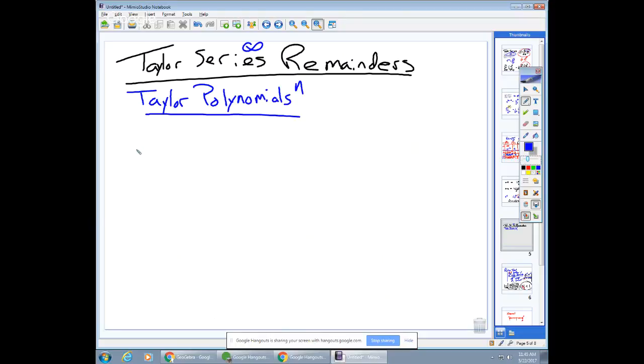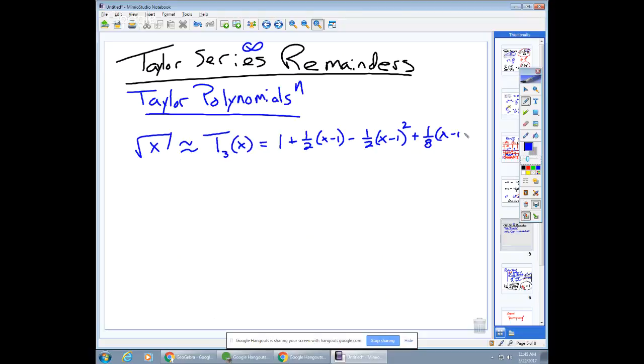So for example, for the square root of x, it's approximately equal to its Taylor polynomial to the, let's say, third power, which would be 1 plus 1/2 (x minus 1) minus 1/8 (x minus 1) squared plus, I think it was 1/16 (x minus 1) cubed. And let me double check that I got that correct.